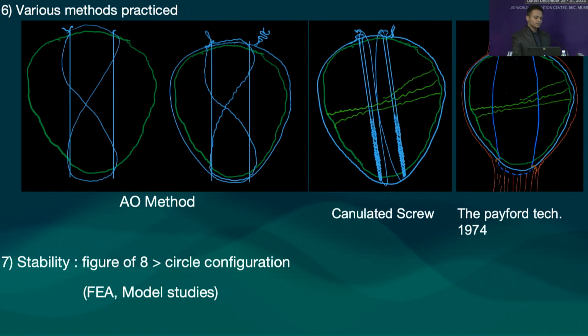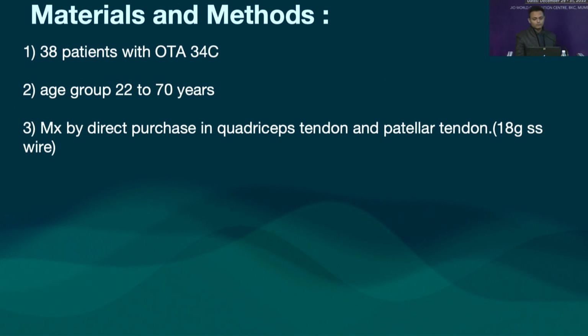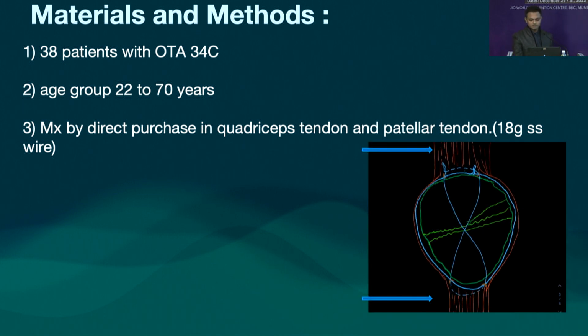On the basis of finite element analysis and model studies, they have figured out that figure of 8 tension band wiring has more stability than the circle of 0. So we included 38 patients with OTA 34-C types of fracture. Age group varied from 22 to 70 years, and all of them were managed by direct purchase in the quadriceps tendon and the patellar tendon.